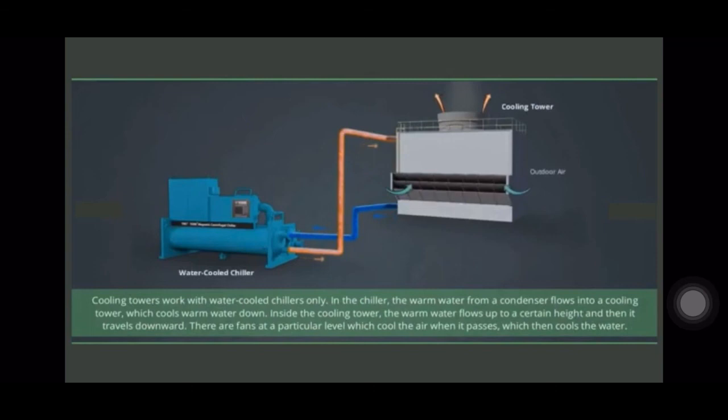Cooling towers work with water-cooled chillers only. In the chiller, the warm water from a condenser flows into a cooling tower, which cools warm water down. Inside the cooling tower, the warm water flows up to a certain height, and then it travels downward. There are fans at a particular level which cool the air when it passes, which then cools the water.